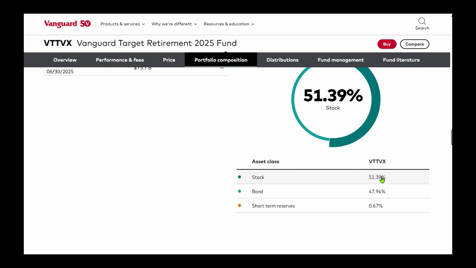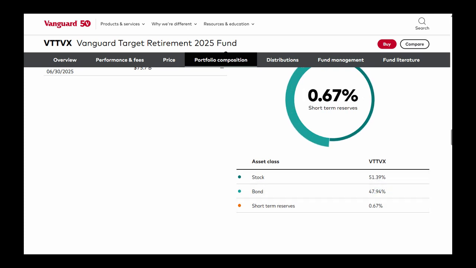51% will be in stock, and about 48%, 48 and some change, will be in bonds. And that was very close to our 55, well, kind of close, 45. So you can see maybe it's leaning a little bit to the moderate side, but still that shows you as you get closer to retirement, in retirement, you're going to have more bonds.